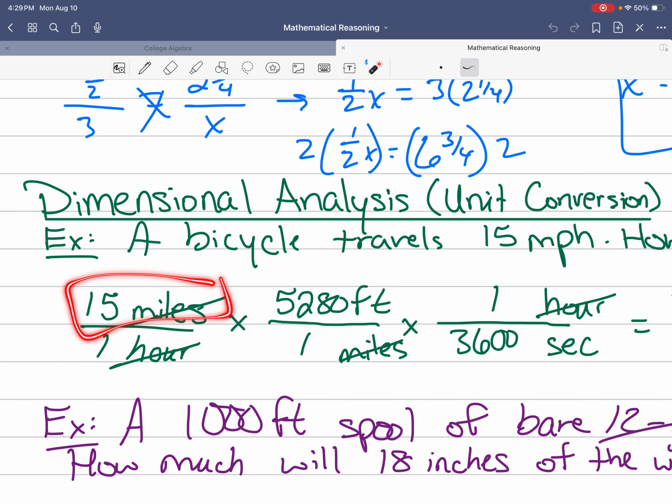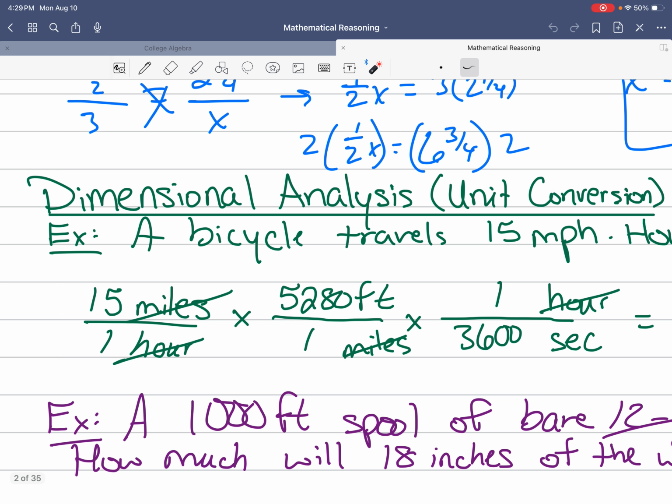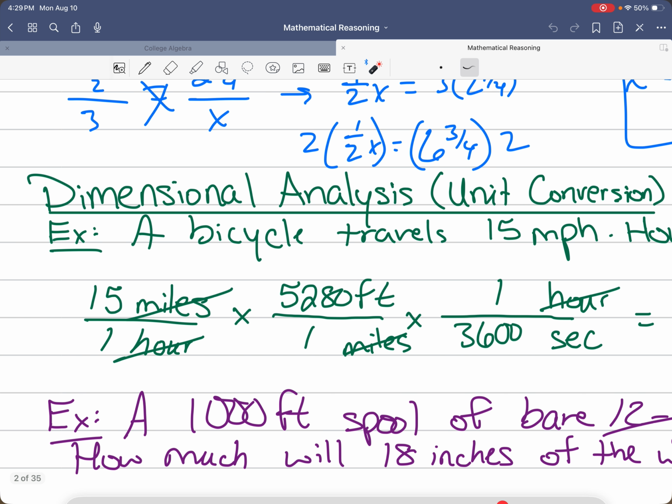I have 15 miles over 1 hour. That is my rate. This is going to be my conversion. So when you're setting these up, whatever unit you're trying to cancel out, you need it in the opposite part of the fraction. So since miles is on the top here, I need miles on the bottom of my new fraction. That way they cancel each other out. I know that miles are the bigger unit, so 1 mile is equal to 5,280 feet. Again, that way when I do this now, miles on top, miles on bottom, they will cancel out.